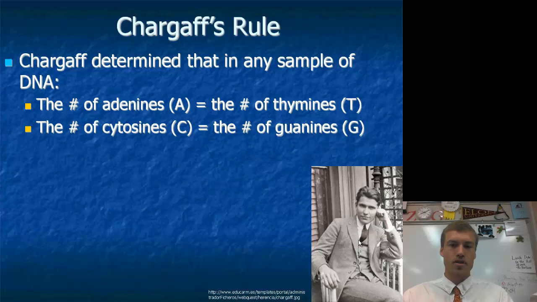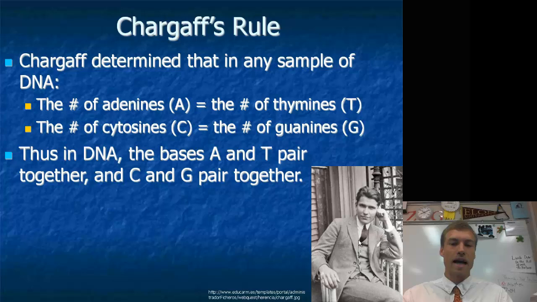So what is the logical conclusion from this? Well, they conclude that A and T must be paired together, because for every one adenine there's one thymine, and for every one cytosine there's one guanine, so G and C must pair together as well.